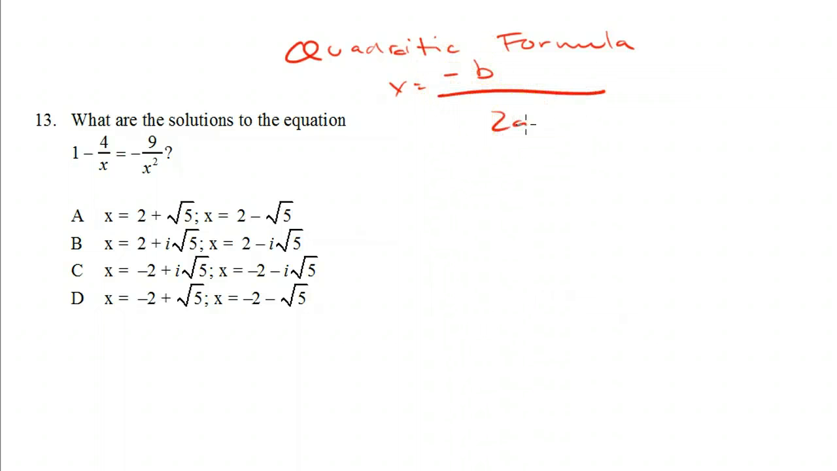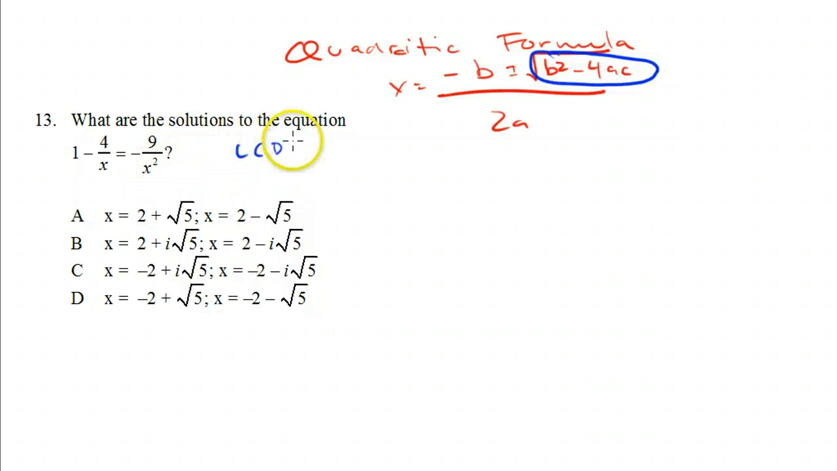It's opposite b over 2a, and then on top of this is the b squared minus 4ac. A lot of us are still messing this up, so make sure you memorize this and say it over and over again to yourself if you do keep doing this wrong. It's b squared minus 4ac. So let's go ahead and put this in the correct form first.